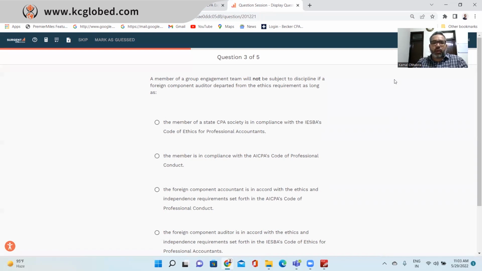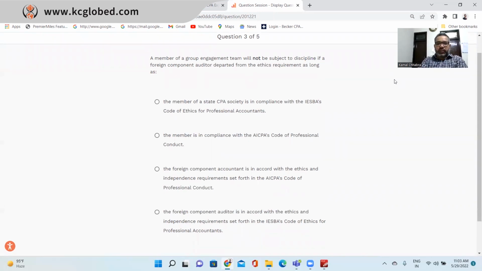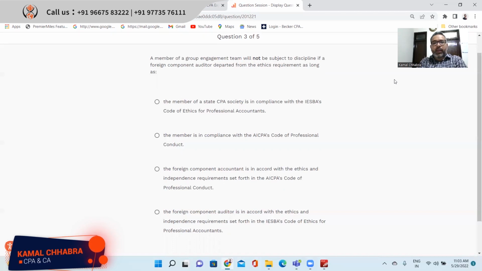Next question is, a member of a group engagement team will not be subject to discipline if a foreign component auditor departs from the ethics requirements as long as: a member of the state CPA society is in compliance with the IESBA's Code of Ethics for Professional Accountants; the member is in compliance with the AICPA Code of Professional Conduct; the foreign component accountant is in accord with the ethics and independence requirements set forth by the AICPA; or the foreign component auditor is in accord with the ethics and independence requirements set forth in the IESBA Code of Professional Conduct.